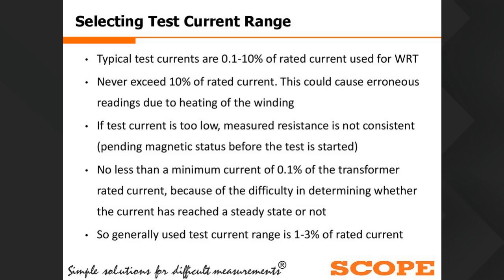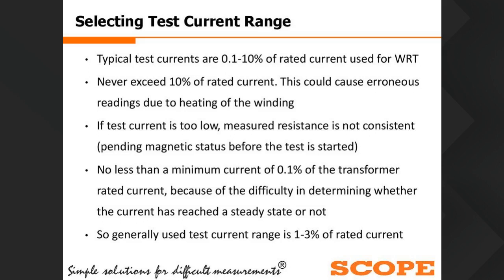the typical current range is 0.1 to 10% of rated current. But it is also recommended never to exceed 10% of rated current. Let us consider that the transformer has a rated current of 1000 ampere, for a 250 MVA transformer. So it is recommended that we inject below 10% of the rated current.